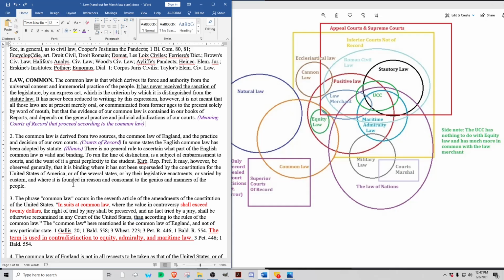Again, courts of record. In some states, the English common law has been adopted by statute. Again, Illinois, where I showed the way the Illinois statute was written, said that all the various English common law between such and such king and such a king is still in full force and effect until repealed by the legislature. I'm paraphrasing, but that's basically what it said.